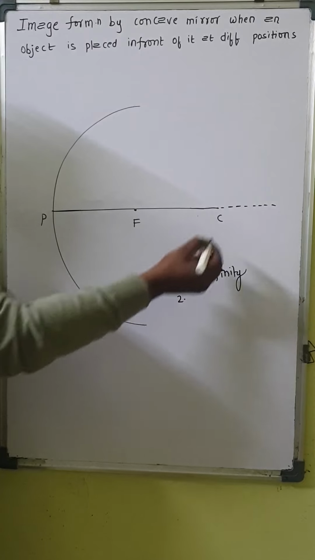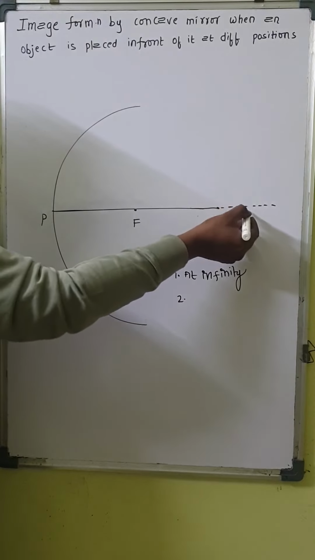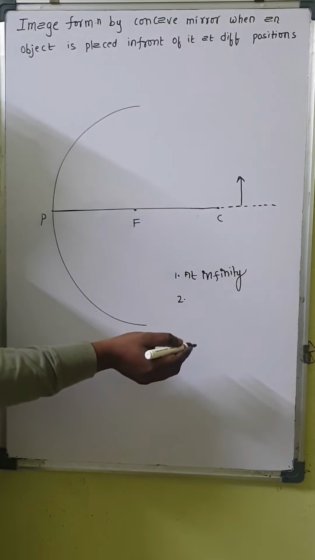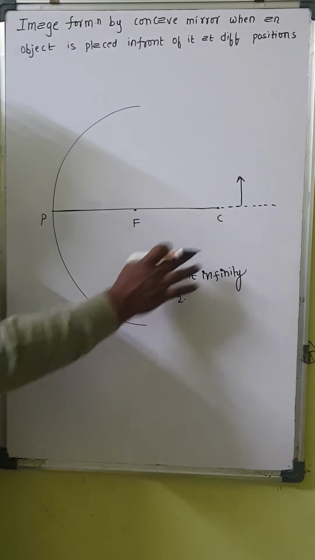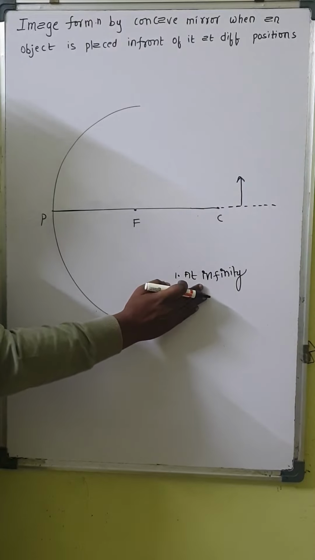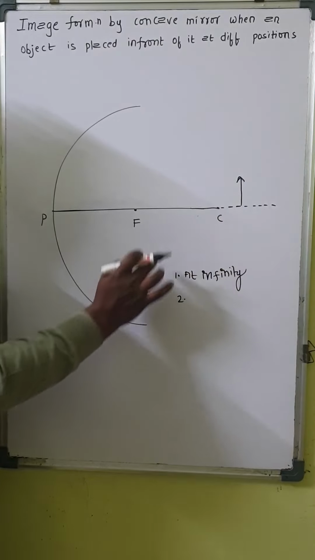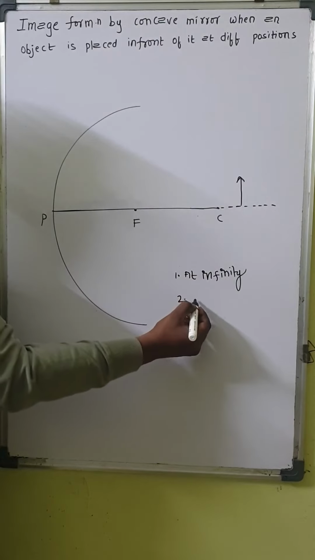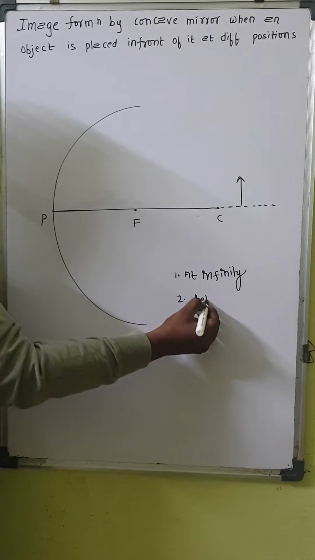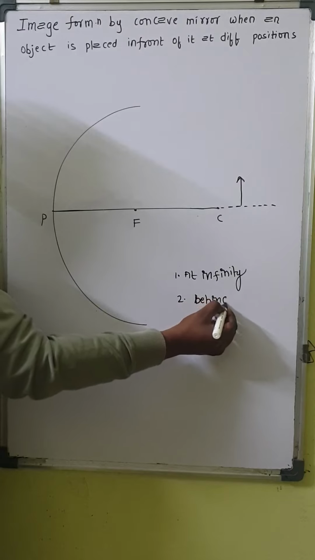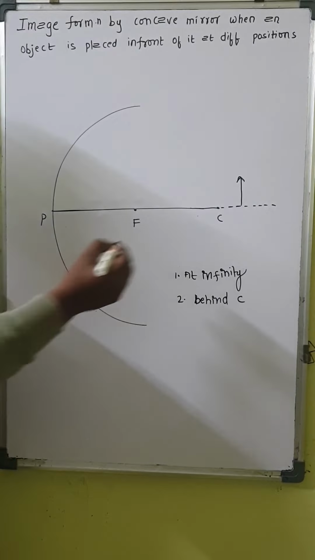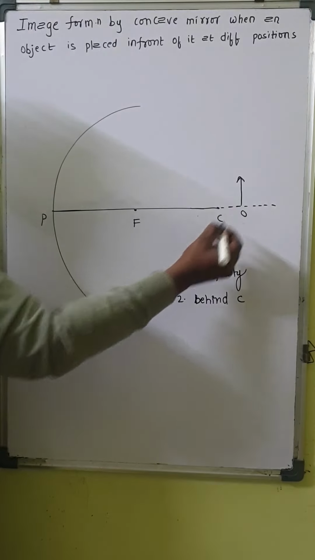The second position is when the object is placed behind the center of curvature. This object is in front of the concave mirror, but it is not far from the mirror. So, it does not come under infinity, but it is behind the center of curvature. This position is called beyond or behind the center of curvature, or we say behind C. So, this is the second position.